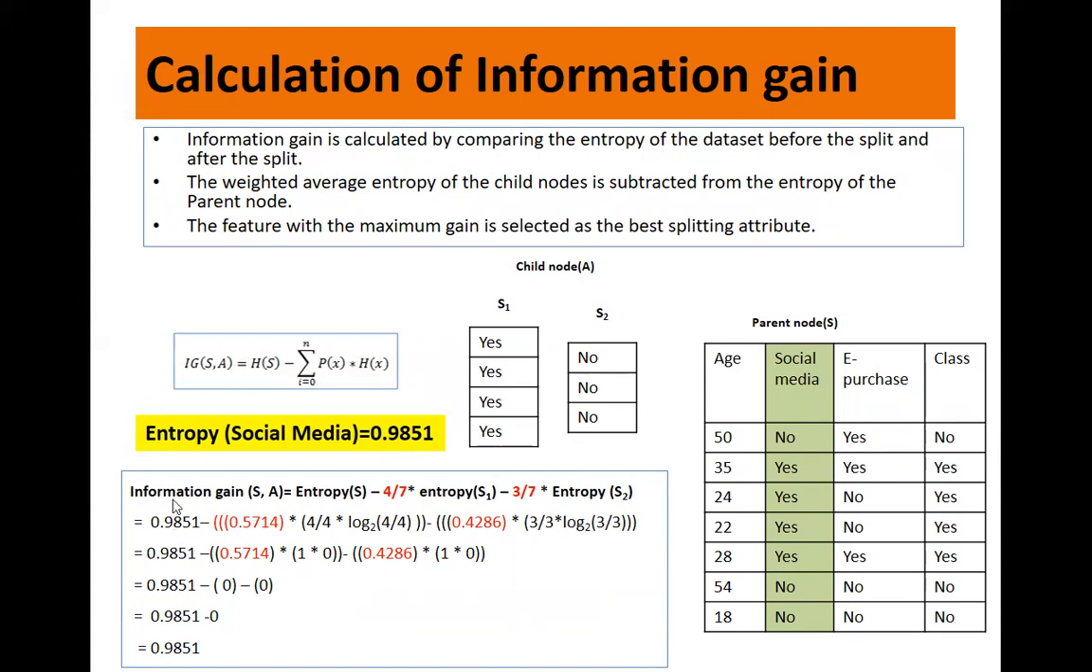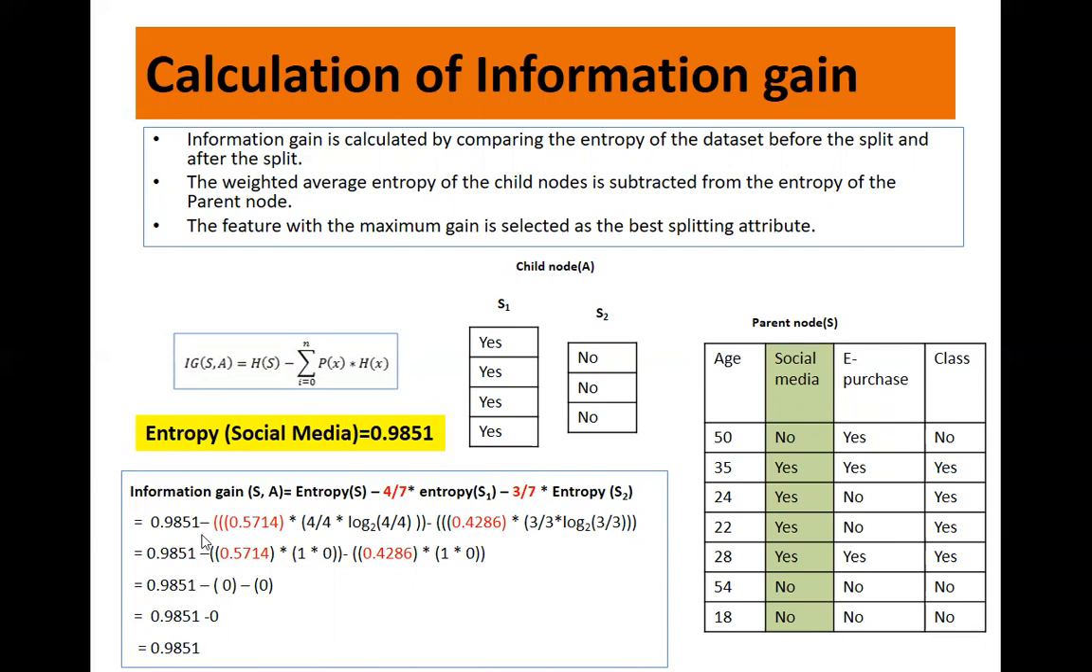Now, how do you calculate the information gain? Information gain of S, where S is the parent node, and this is the attribute to split after the split. So what we do is entropy of S, that is the parent node, minus 4/7, that is out of 7 records, 4 have yes, into entropy of S1, minus the probability of S2, that is out of 7, 3 samples have the class label no. So 3/7 into entropy of S2.